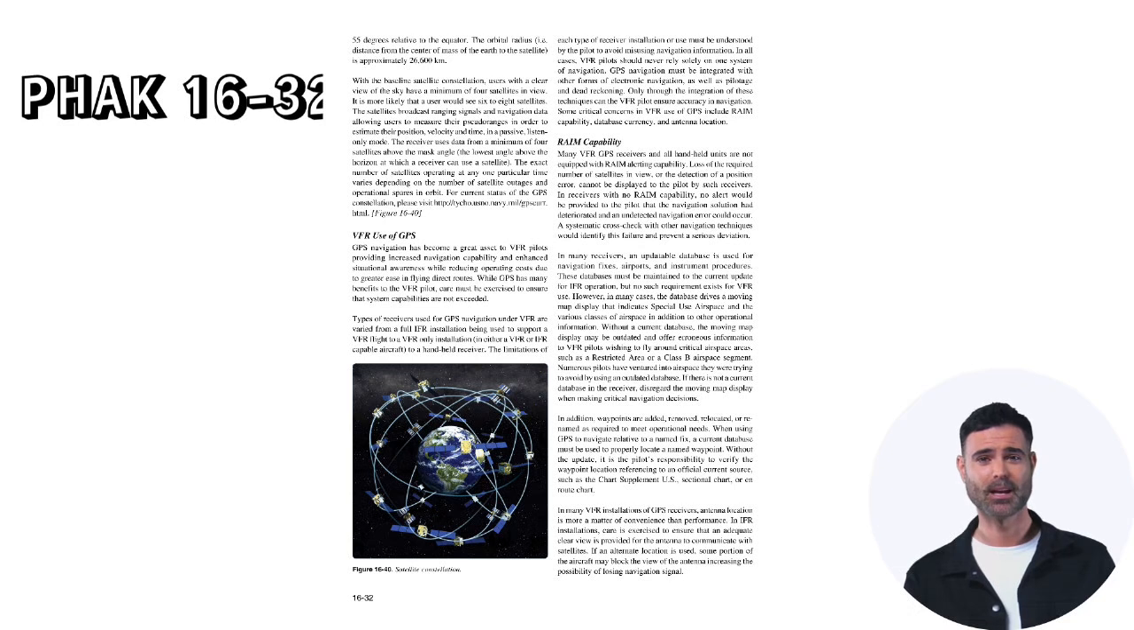With the baseline satellite constellation, users with a clear view of the sky have a minimum of 4 satellites in view. It is more likely that a user would see 6 to 8 satellites. The satellites broadcast ranging signals and navigation data, allowing users to measure their pseudo-ranges in order to estimate their position, velocity, and time in a passive, listen-only mode. The receiver uses data from a minimum of 4 satellites above the mask angle, the lowest angle above the horizon at which a receiver can use a satellite.